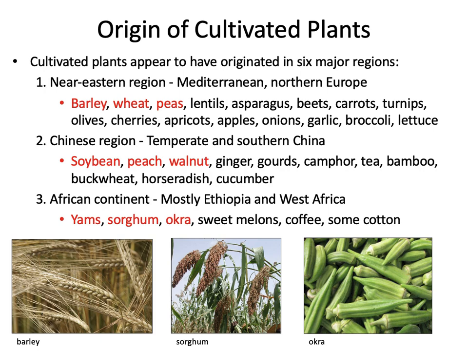Next up is a huge region, the African continent. But when we talk about Africa, we're mostly talking about North Africa, especially Ethiopia, and also West Africa. That's where things like yams, sorghum, and okra come from, as well as many types of melons, coffee, and some types of cotton. And sorghum you may or may not have heard of. It's a grain, it's a type of grass, and it is used extensively in African cuisine.